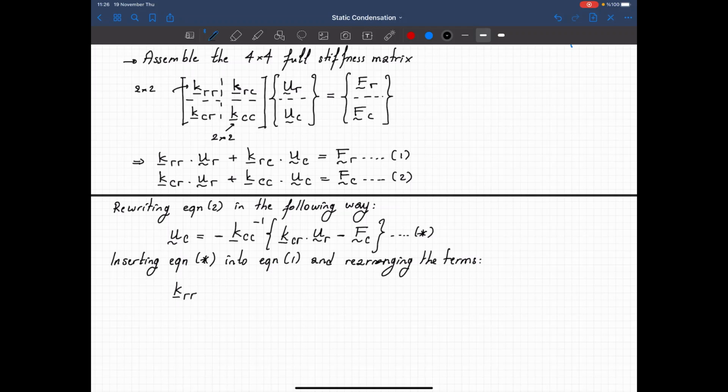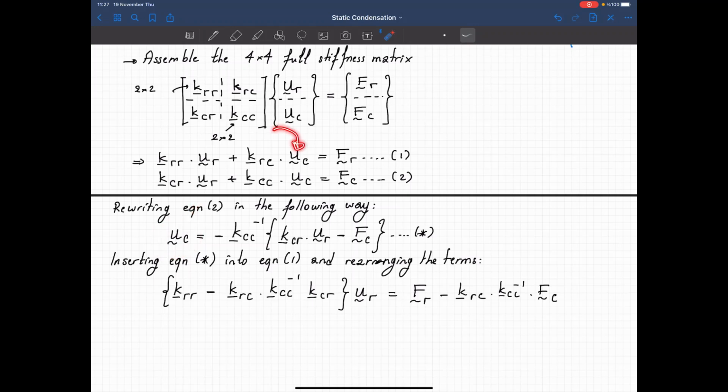Now KRR minus KRC Kcc inverse KCR multiplied by UR, let's do this, is equal to FR minus KRC multiplied by Kcc inverse multiplied by Fc. Okay, so what I did is I just put UC, obtained from the second equation, into that equation, rearranged the terms, and obtained the following equation.